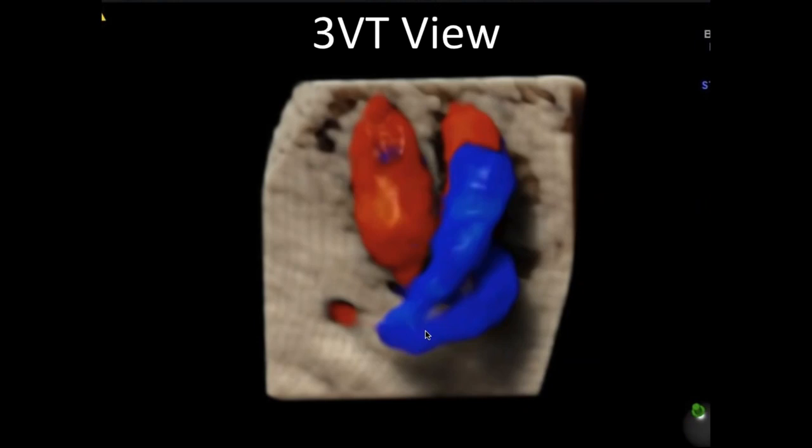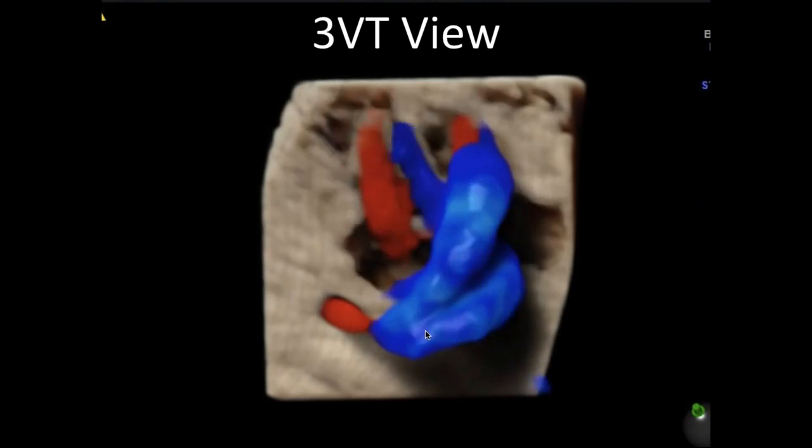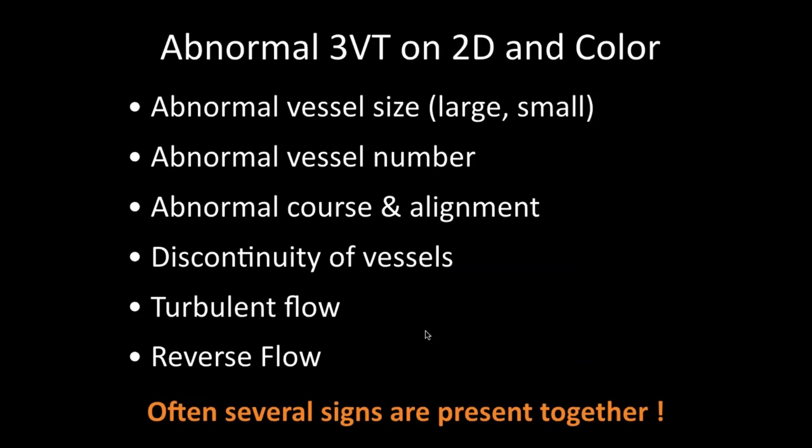And here's a 3D to show you the relationship of the great vessels as they come out of the heart. So we are going to look at the number of vessels. Are they normal or abnormal? If the vessel size is abnormal, is the vessel large or small? Do we have abnormal numbers? Do we have abnormal course and alignment? Is one vessel discontinuous and doesn't continue all the way to the descending aorta? What kind of flow do we have? And many times when you have major anomalies, there are several signs present together. Hopefully through the rest of the presentation, I will show you some examples of what to look for and the significance of what you are seeing.